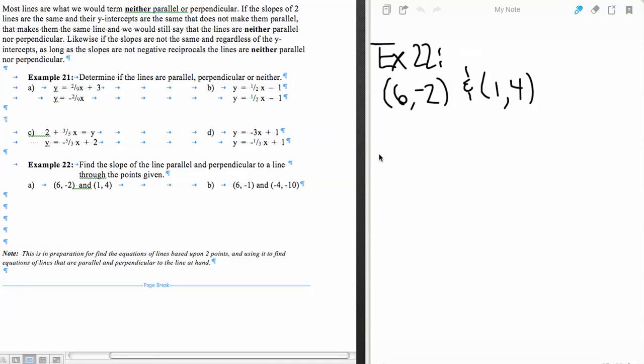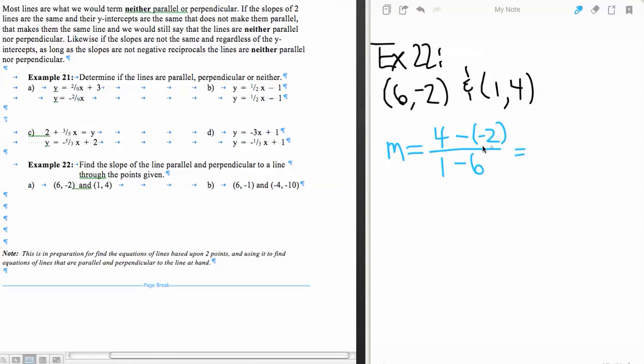Okay, we're going to do example 22. This is more on section 3.4 with parallel and perpendicular lines. When we're given 2 points, we should know by now that the way we find our slope is to do y2 minus y1, so 4 minus a negative 2, over 1 minus 6. Remember, bottom to top, that's an ordered pair.